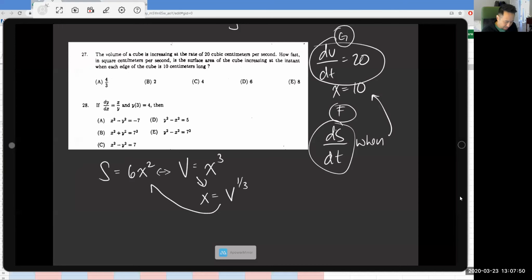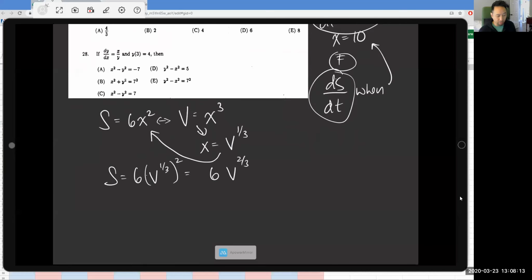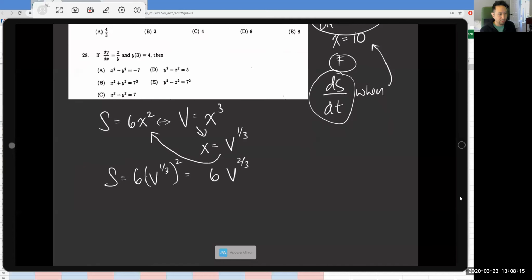And then let's substitute that x in for v, right? So s equals 6 times v, and then you have this 1/3 quantity squared, which is 6v to the 2/3 power. That's good, right? So this is my s. Now I can take the derivative, and I don't have any dx dt's anywhere. Perfect. So if I take the derivative of both sides here, and I'm going to take it with respect to t, time.